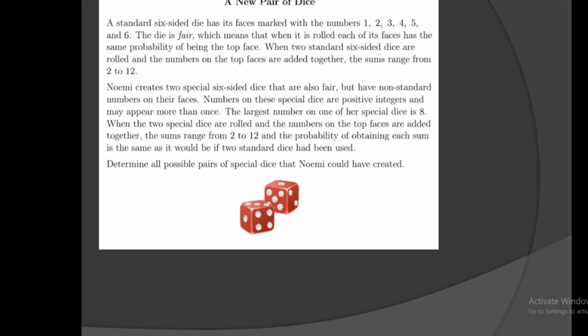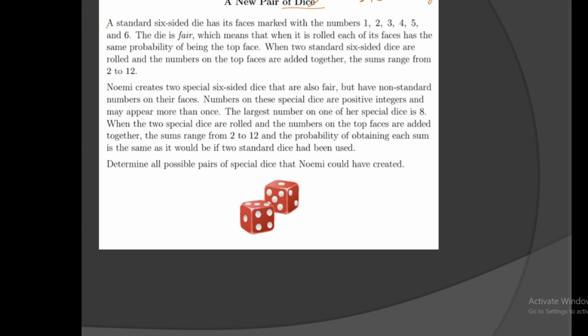So we have our question which says, a new pair of dice. Okay, first of all, one interesting thing: die is singular and dice is plural. So a pair means two, so pair of dice. Okay, fine. This is not maths, this is just English.